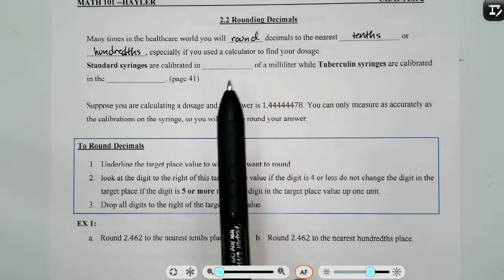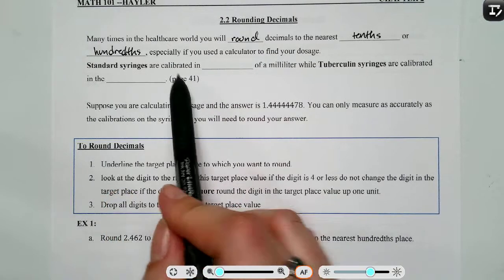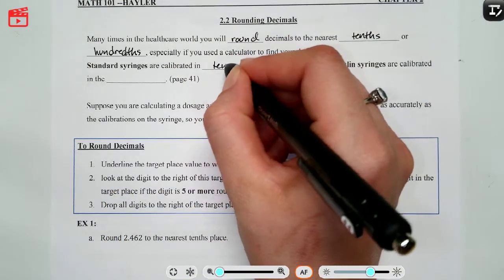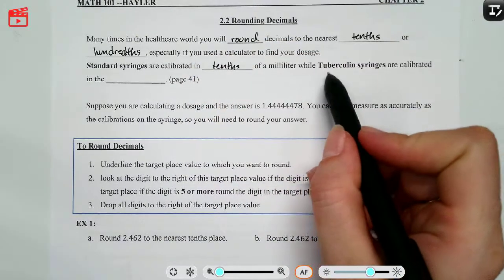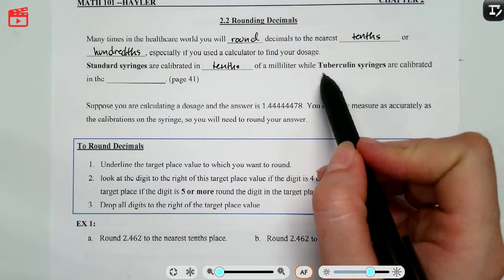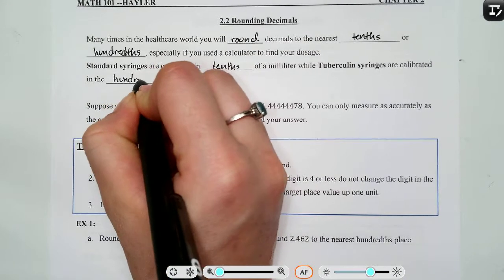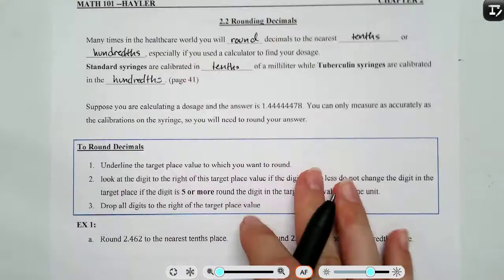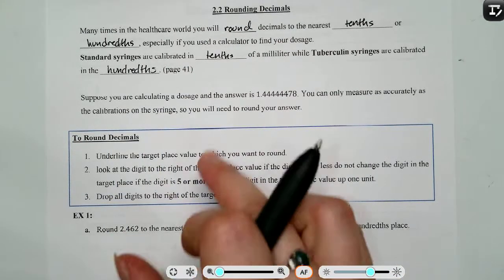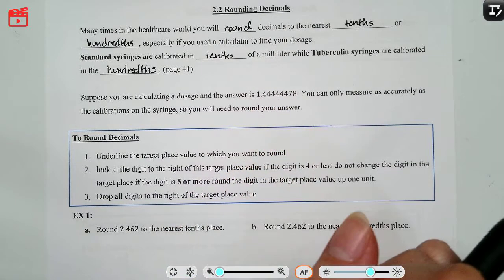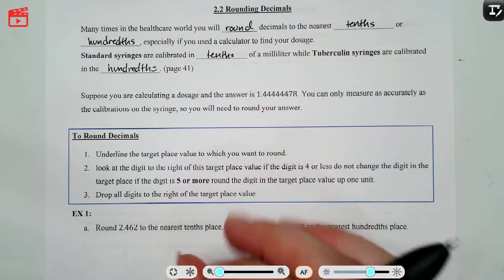So when you're working with syringes, there are these two. Standard syringes are calibrated in tenths of a milliliter. That's how it's counted, in tenths. Tuberculin syringes are calibrated in the hundredths. Okay, and that's on page 41 of your textbook. All right, so suppose you're calculating a dosage and the answer is 1.44444478. You can only measure as accurately as the calibrations on the syringe, so you're going to need to end up rounding your answer.